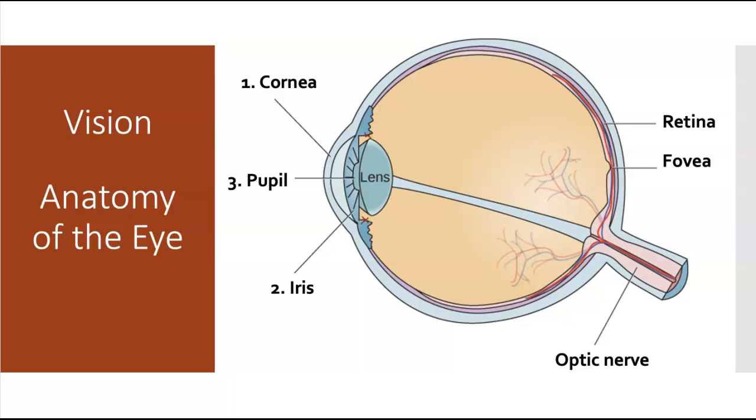Okay, so in this video, we are going to be looking at how vision occurs, or at least part of the process. In order to do that, we need to understand the various components of the eye and the role that they play.